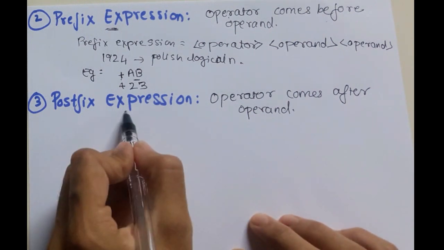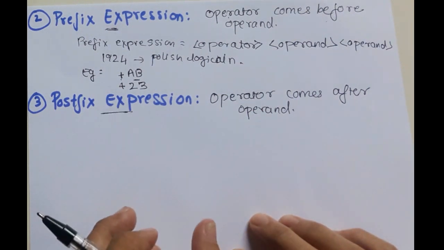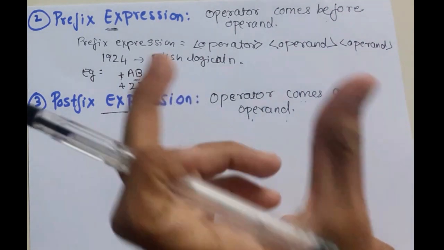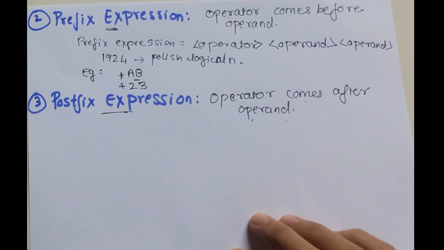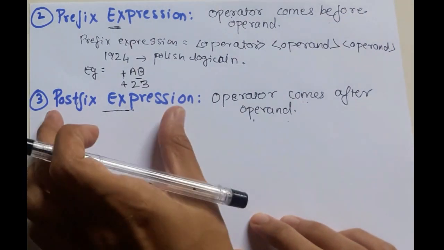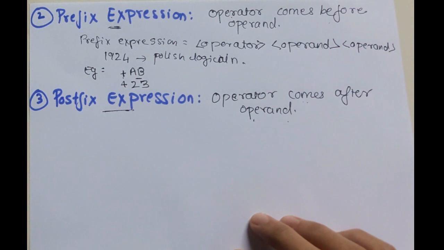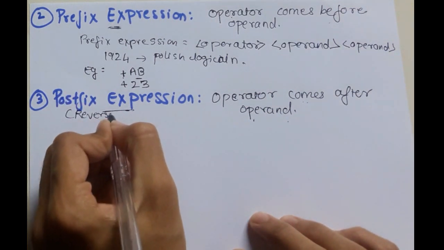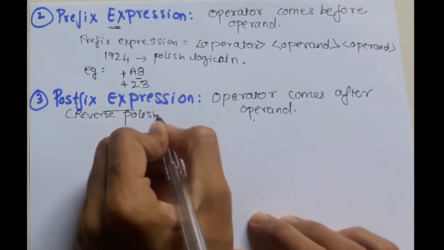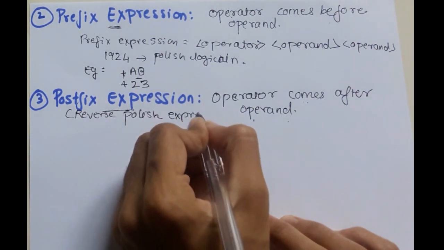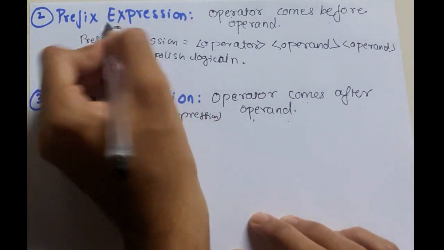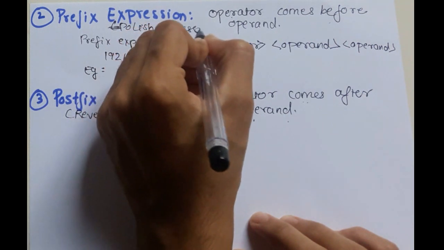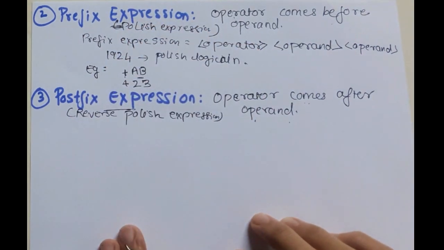The next is the postfix expression. So what is a postfix expression? Operator comes after operand. First there are operands and then afterwards there is operator. Okay. And it is also called reverse Polish expression. This is Polish expression. And this is reverse Polish expression.